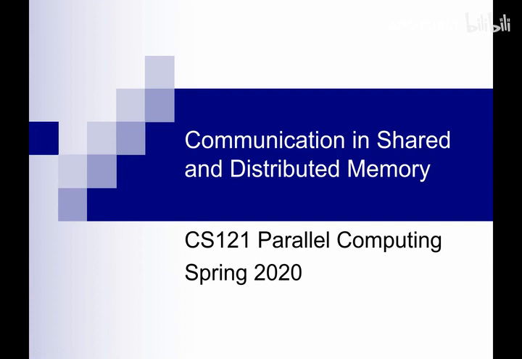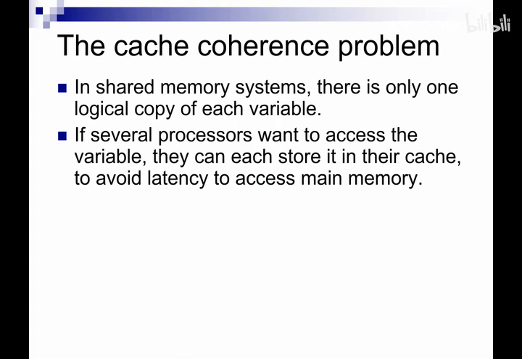So today we'll be talking about some problems related to communication in shared and distributed memory parallel systems. So the first problem we'll look at is the cache coherence problem.